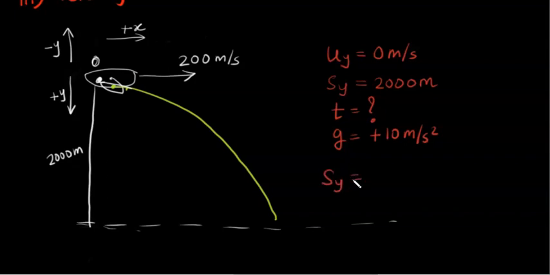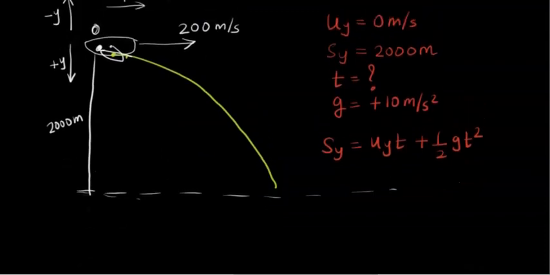So we have sy is equal to uyt plus half gt square. So this is the equation of motion. Now uy is 0. I already told you first of all that when a projectile is falling down, it has two components like this. One is x component, another is y component. Now the motion along the y direction will not affect the motion along x direction, and the motion along x direction does not affect the motion along y direction. They are both independent of each other.